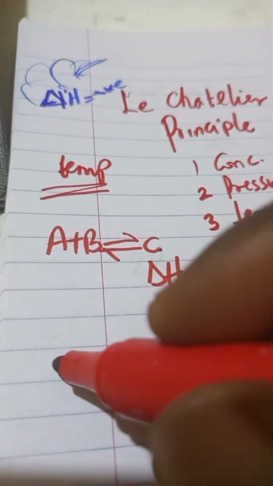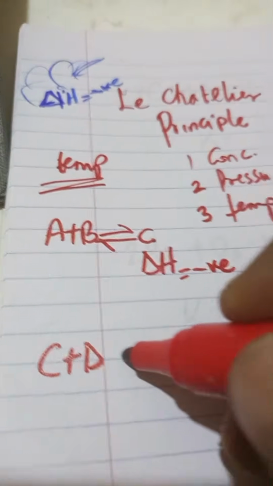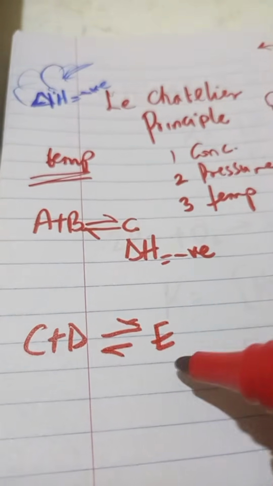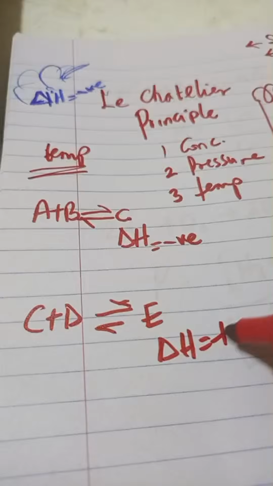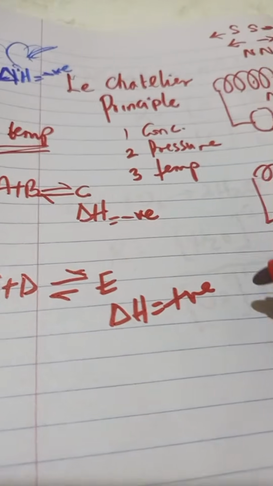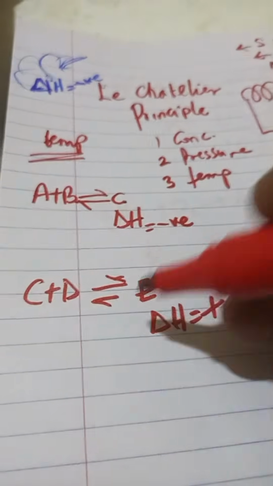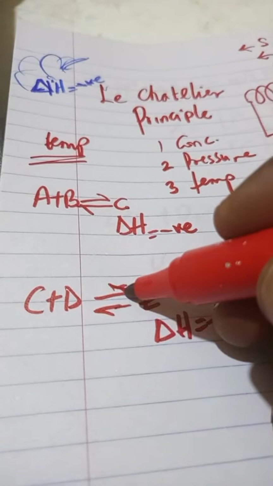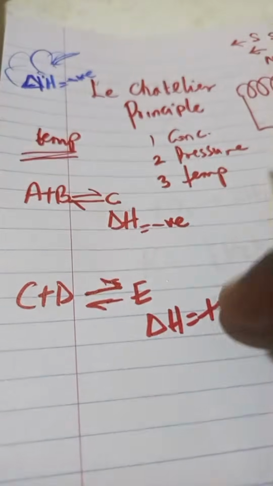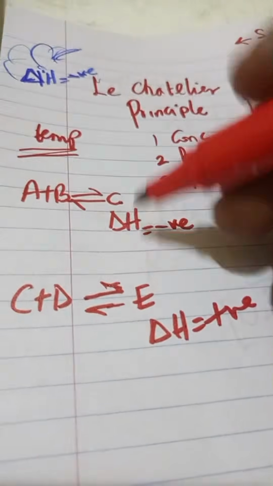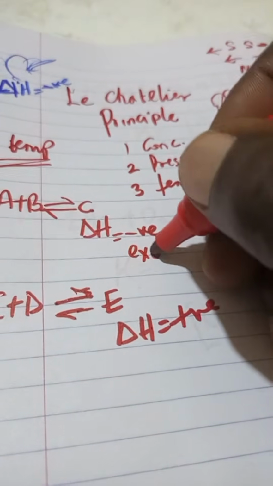But look at this other one. C plus D produce, let me say, E, and delta H is positive. So this delta H is positive. That means this reaction, if it takes place, will take heat from the surroundings. Everywhere will become cool. That's the meaning of this one. If this one takes place, everywhere will be hot. This one is exothermic.